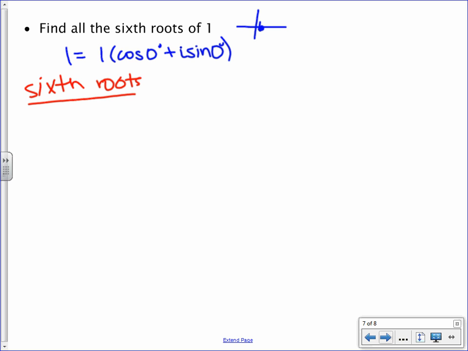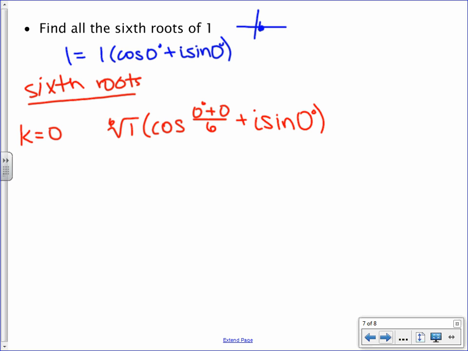So our formula. Okay, we're going to start out with k equals 0. All right, so we're going to take the sixth root of 1 times the cosine of our angle plus 2 pi times k over n. What's 0 plus 0 divided by 6? Okay. So is everyone okay? Here's my calculation. I just adjusted my angles here to save some room. Is that okay? All right.